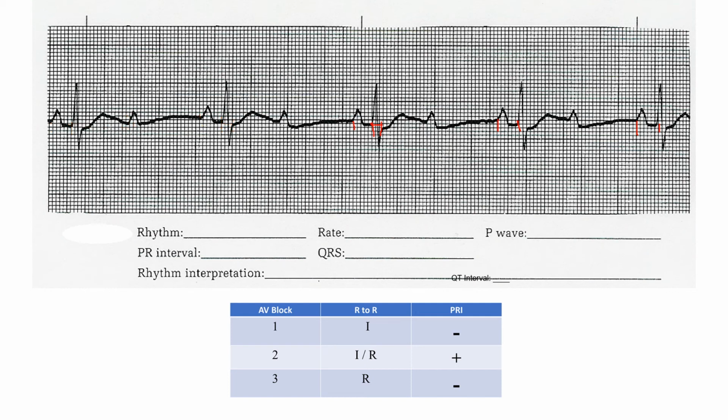With that, let's use our cheat sheet to determine which block it is. So your R to R is regular, so it cannot be a first degree, second degree type 1. And it can't be first degree because there's more P's than QRS's. So then we look at the PR interval. They are constant, so it is second degree type 2. So if you again interpreted this as second degree type 2, you would be correct.